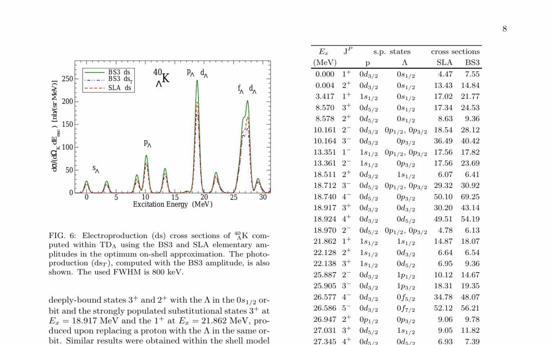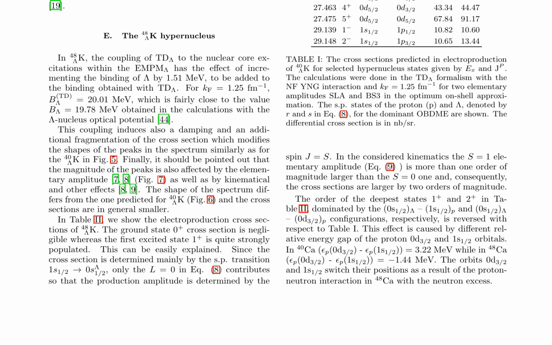The results show that the cross-sections are affected by the elementary amplitude, kinematical effects, and other factors. The shapes of the spectra differ between the two systems, with the cross-sections generally smaller for 48 Λ K. The authors also compare their results with shell model calculations and empirical values from other studies. They find that the TDΛ approach provides reliable predictions for the spectrum of 40 Λ K, while the EMPMΛ method may require further elaboration.